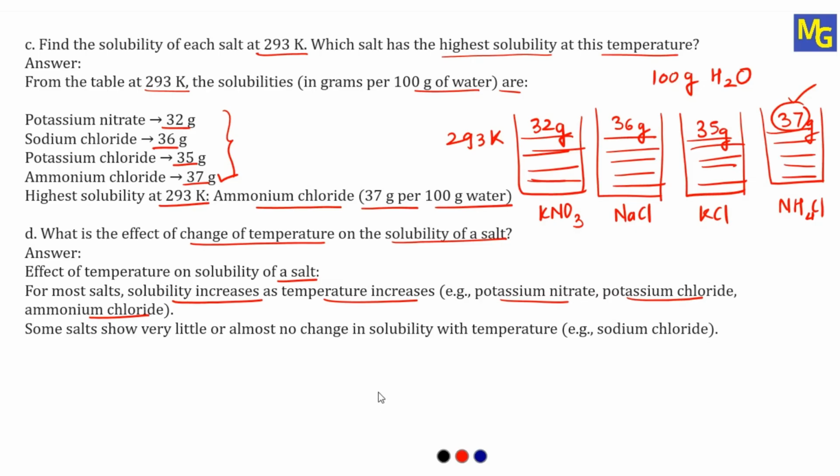Some salts show very little or almost no change in solubility with temperature, for example sodium chloride. So there are some salts which will not show any change with temperature, like sodium chloride. You can see in the table, if we change the temperature, the solubility of sodium chloride will not change much. But most of the salts will show this effect. If we change the temperature, solubility also changes. If we increase the temperature, solubility increases. If we decrease the temperature, solubility also decreases. This is the answer for question D.